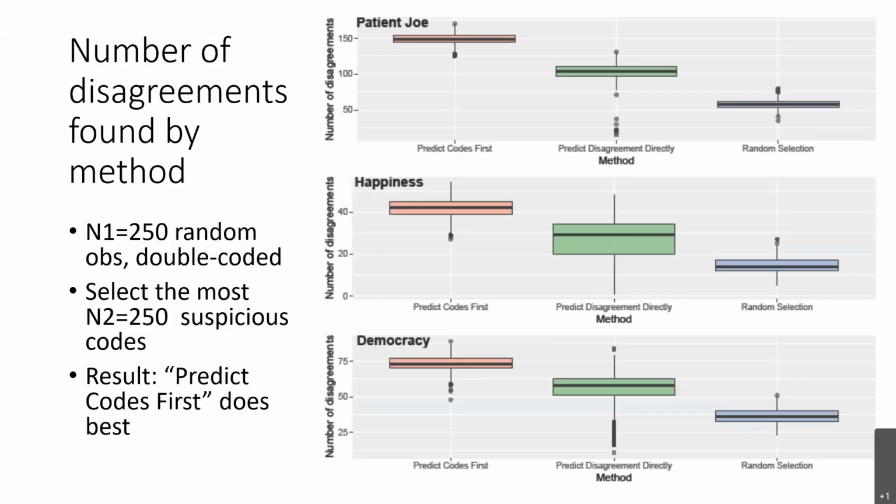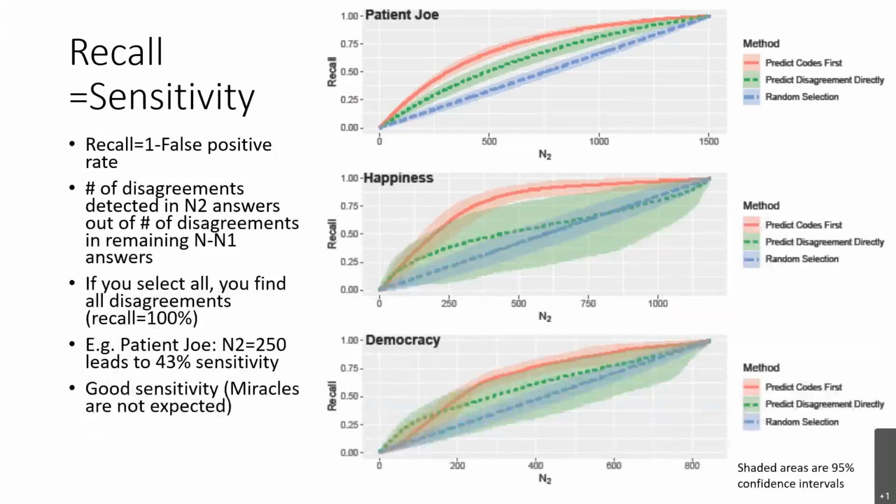So we see that the predict codes first method gives the best results, and that it finds the most disagreements. The number of disagreements varies widely because some data sets have more disagreements than others. But for the Patient Joe data, we picked 250 suspicious codes, and 150 of them were actual disagreements, meaning errors. That's pretty good, I would say.